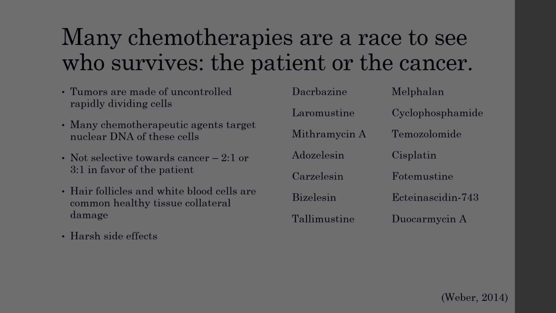The most common healthy tissue to be affected by chemotherapeutic agents are hair follicles and white blood cells. Their deaths, among others, directly result in the harsh side effects of chemotherapies, including hair loss, nausea, extreme weight loss, and low white blood cell count, to name just a few.